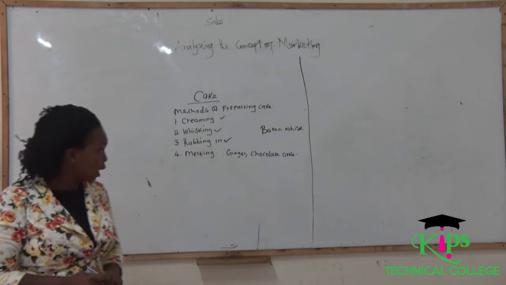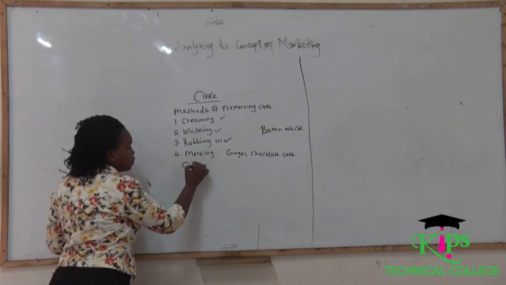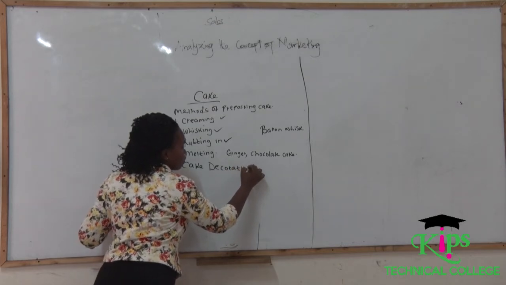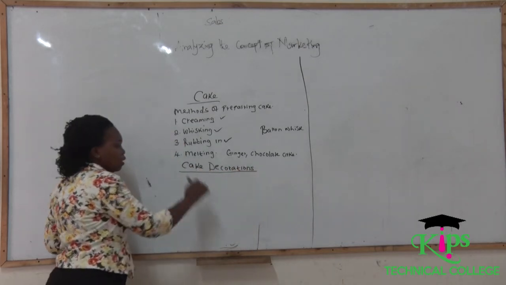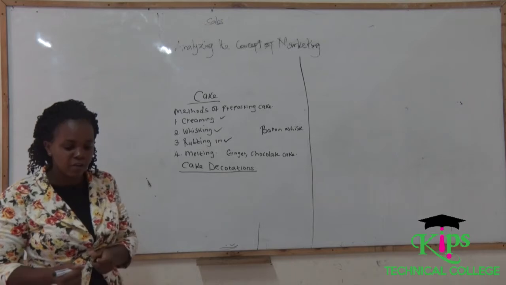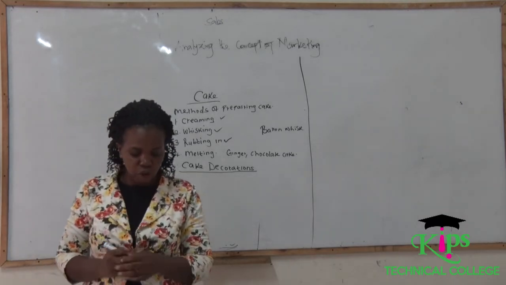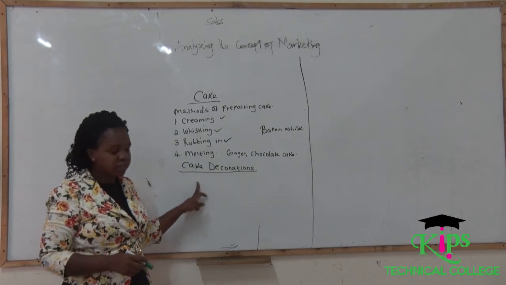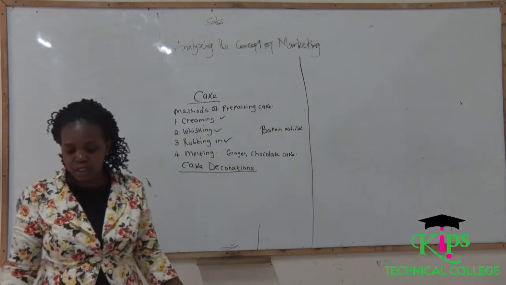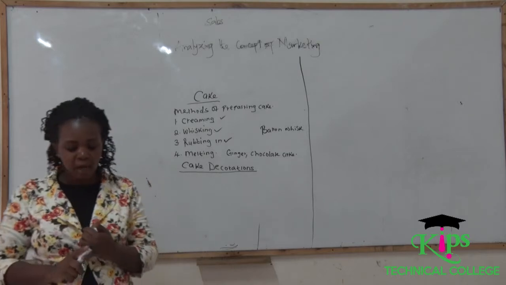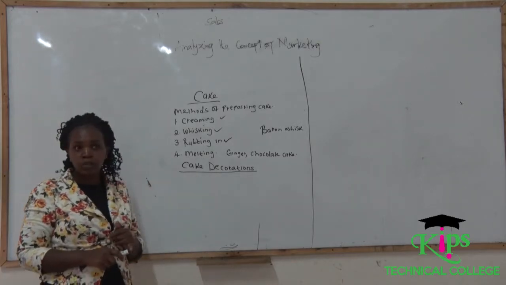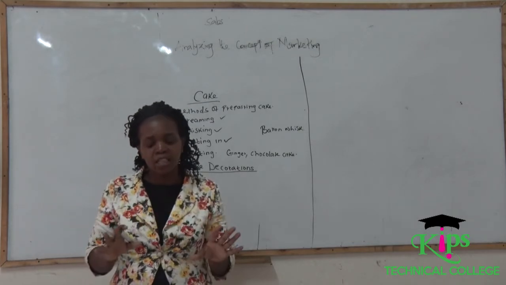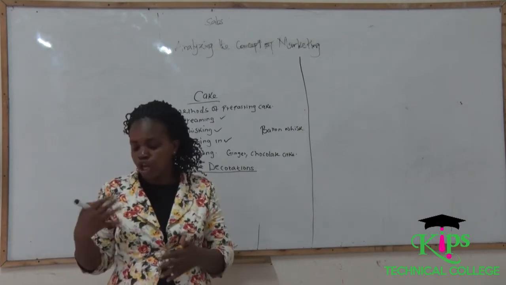Then we have cake decoration. We have different methods of cake decoration. And before we move on to the methods, we have reasons why, or the importance of decorating cake. One is to improve the appearance of the cake. Mostly you see the wedding cakes or the birthday cakes, once they are iced, the appearance is improved.